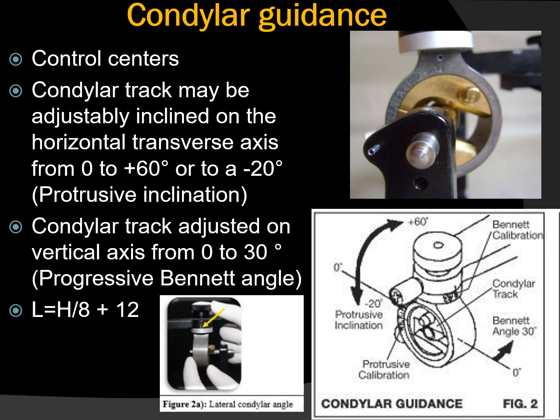So for this we use a protrusive record. Once we get a protrusive positional record, the horizontal angle is set on the condylar guidance by rotating it. So we set the angle, that is the horizontal condylar angle, and from this angle the lateral angle is calculated with the formula L = H/8 + 12.